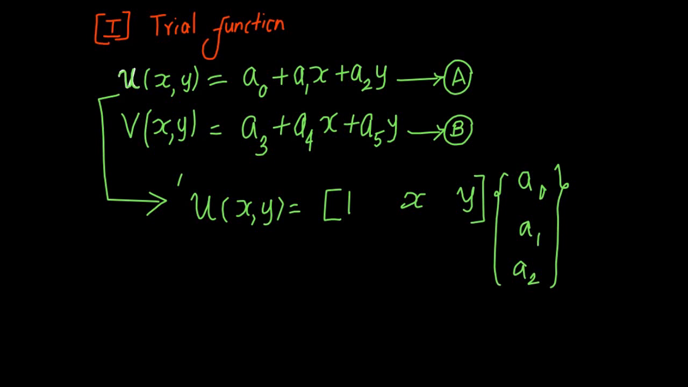I will call this the star equation. So step number 1 is to assume a trial solution and write the trial solution in matrix form: [1 x y] times [a0 a1 a2]. If you do this matrix multiplication, you end up with this equation back. Okay, hope that is clear. Now this is step number 2.